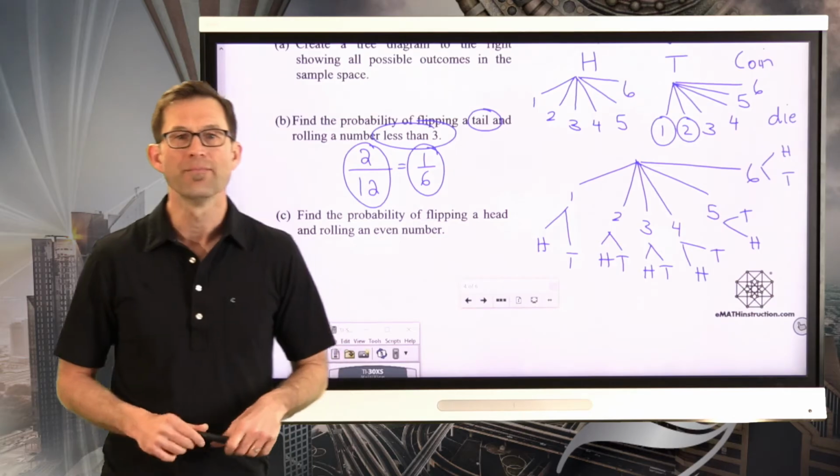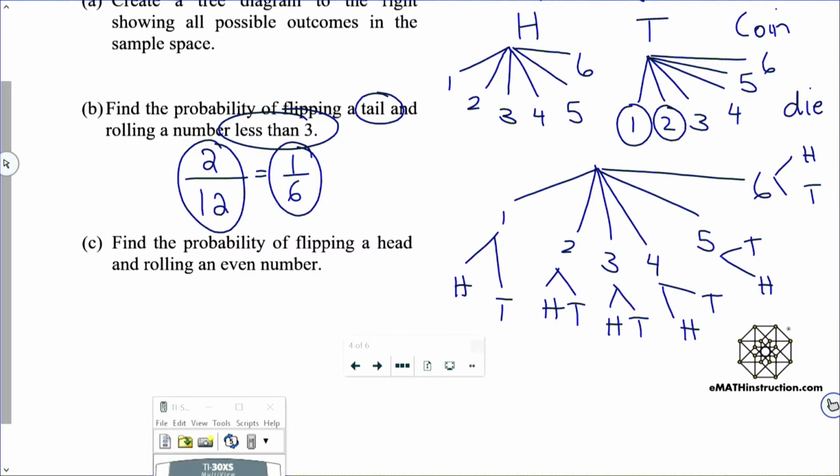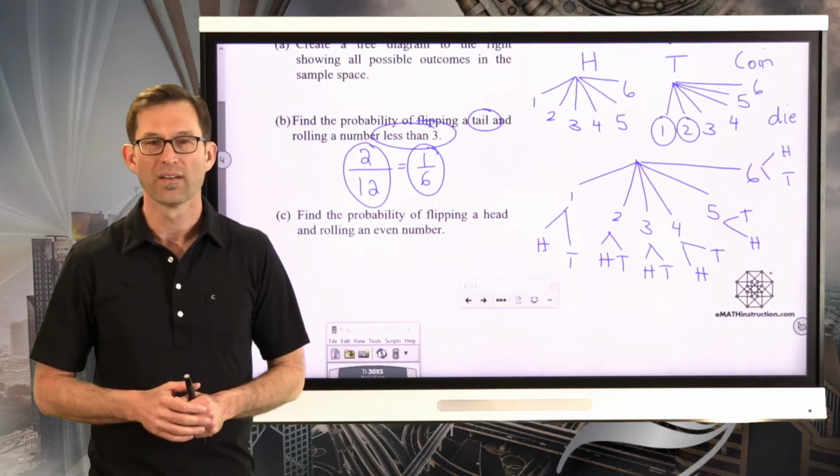Now let's do letter C. Find the probability of flipping a head and rolling an even number. All right, why don't you go ahead and do that?